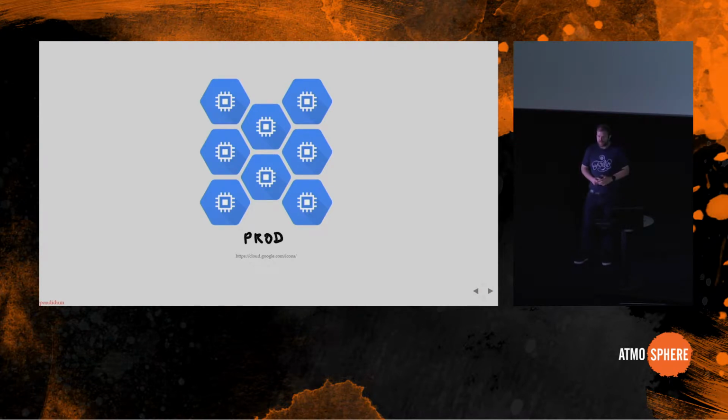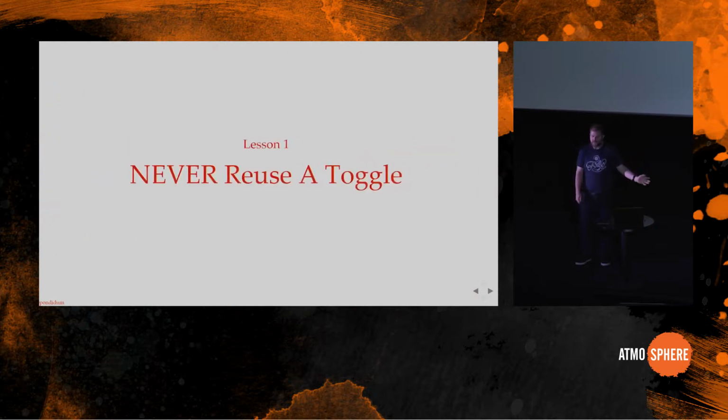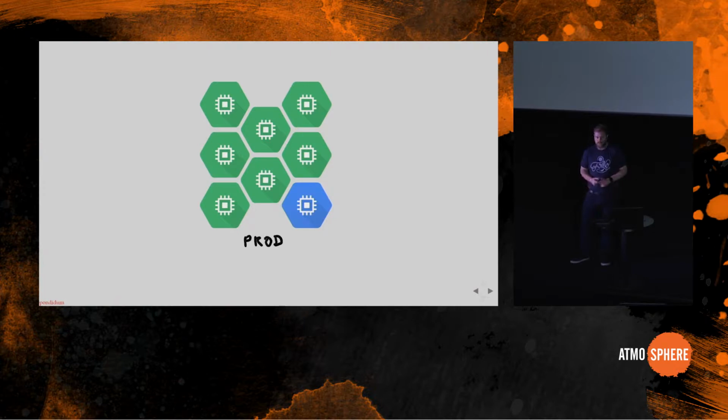So given that this is what could happen if you messed up a feature toggle, we've got some lessons that we can take from this. I mean, the first one is actually have a deployment process that tells you if the deployment failed. But the first main lesson is never reuse a feature toggle.